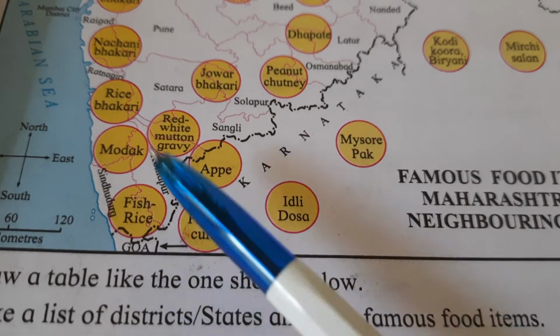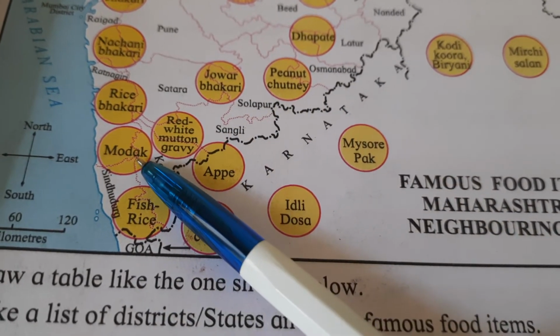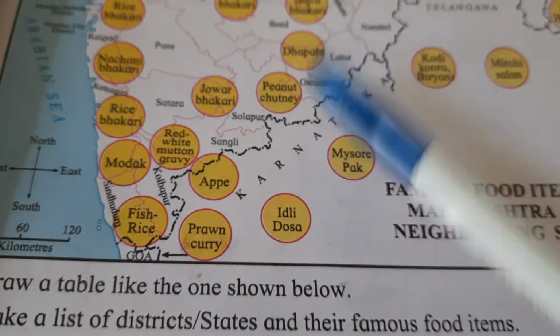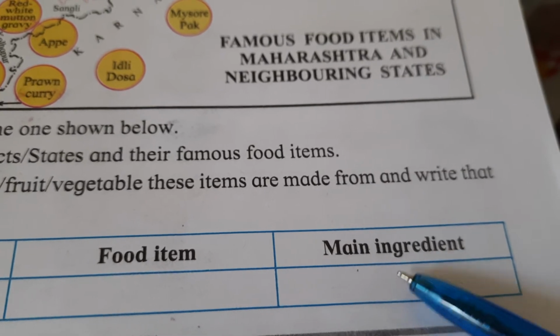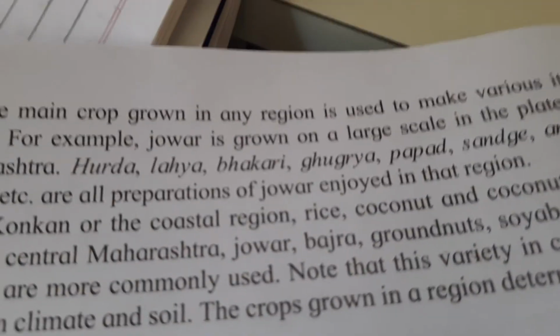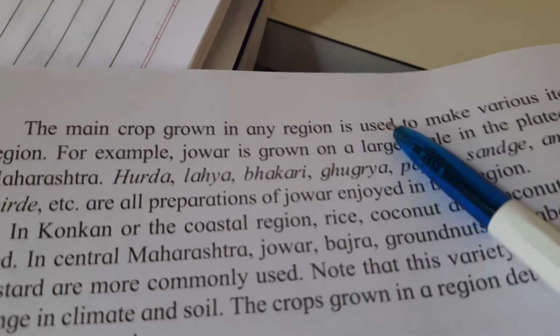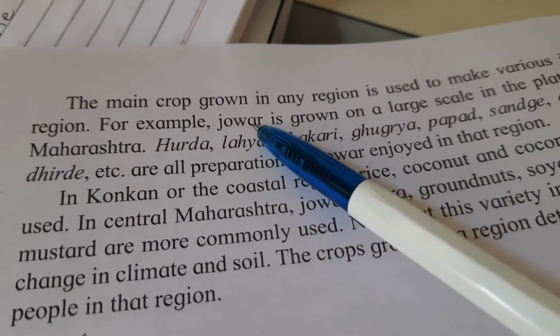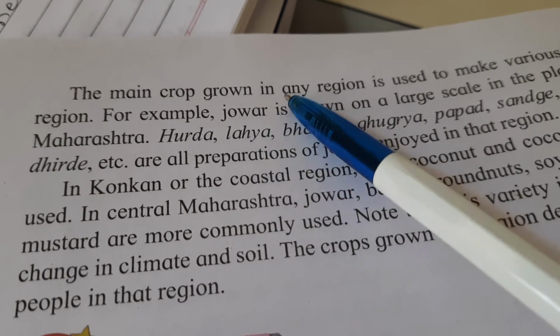जैसे फिश एंड राइस है तो मेन इंग्रेडिएंट फिश एंड राइस हो गया. मोदक है तो मेन इंग्रेडिएंट क्या है, राइस एंड अ कोकोनट. ओके, सो सच ए वे यू आर गोइंग टू राइट द मेन इंग्रेडिएंट्स कि कौन सी चीज़ों से वो बनाया जाता है. The main crop grown in any region is used to make various items. यानी जो मेन क्रॉप वहाँ पे आता है उससे कई सारी चीज़ें बनाई जाती है.